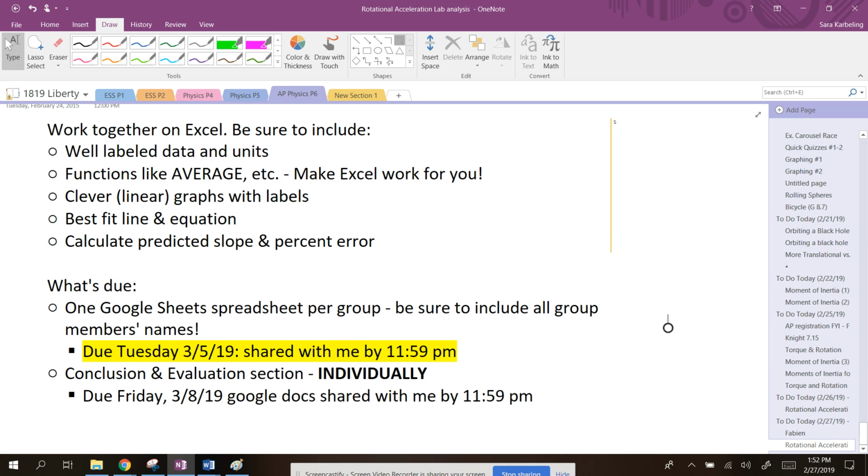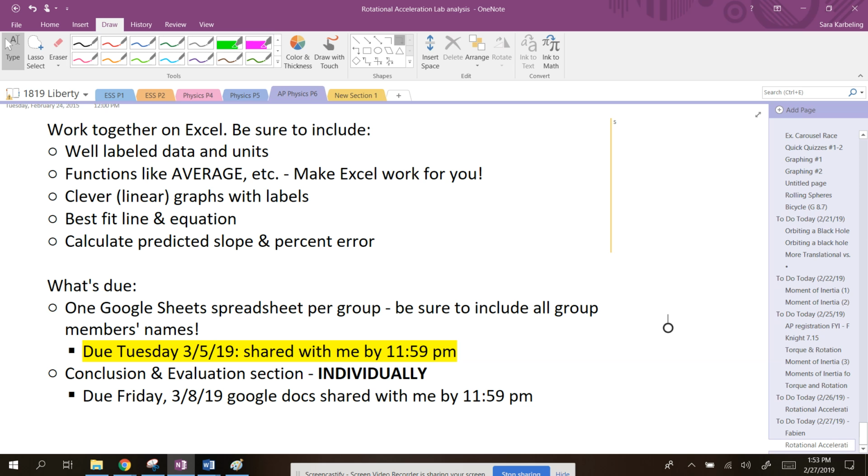Once you've collected your data, it doesn't have to be Excel. That's old. It can be Google Sheets, sorry. You're going to work together on your Google Sheets document, okay? You'll need to include well-labeled data with units. You'll need to include things like using average, make Google Sheets work for you. Don't plug it all into your calculator and then type those numbers into the computer. That's a waste of your time. If it's been a long time since you've used Google Sheets and you don't remember how, and nobody in your group remembers how, then talk to me and I'll help you. I want you to learn how to do it.